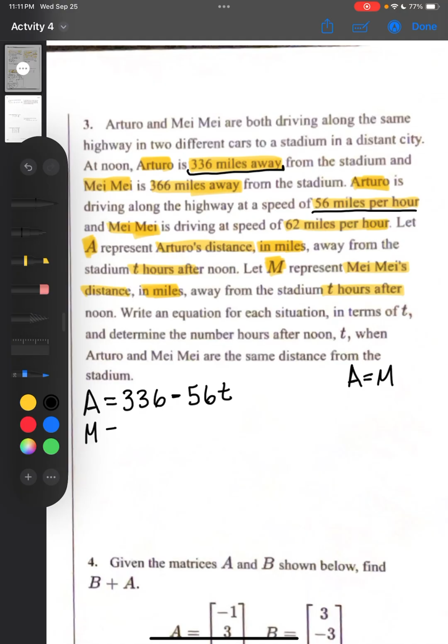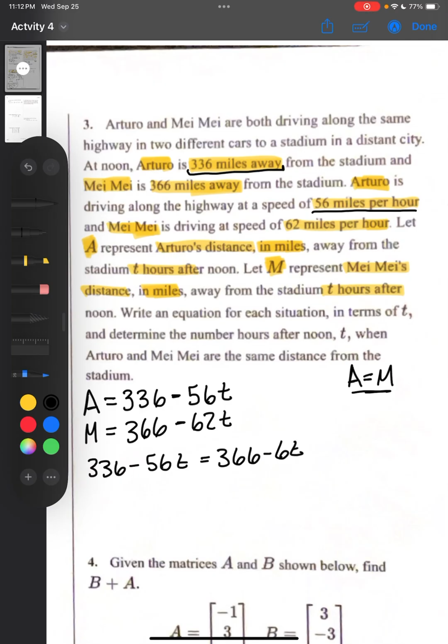Now for Maymay, it's pretty much the same setup. However, they started at 366 miles away, and they're traveling 62 miles an hour. So as you can see, once we get a certain number that they're equal, we should be getting the same number. So we're going to just follow that setup, A equals M. So 336 minus 56t needs to equal Maymay's distance, 366 minus 62t.